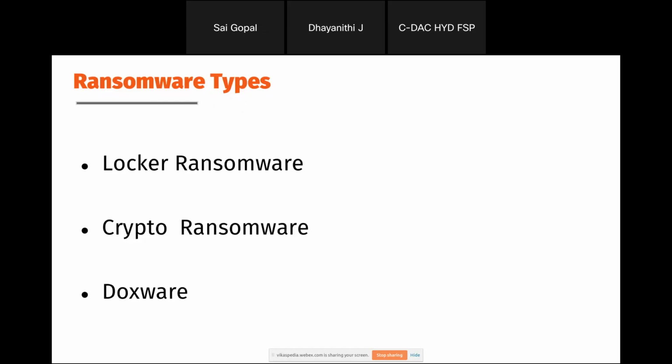Once the files are copied to the attacker's machine, the attacker will decrypt all the files, and he can threaten the victim to publish all the data online. So in the case of doxware, two things will happen. All the files will be encrypted on the system, and he will also threaten the victim that all his data will be published online. These are the three types of ransomware; most ransomware falls into these categories.